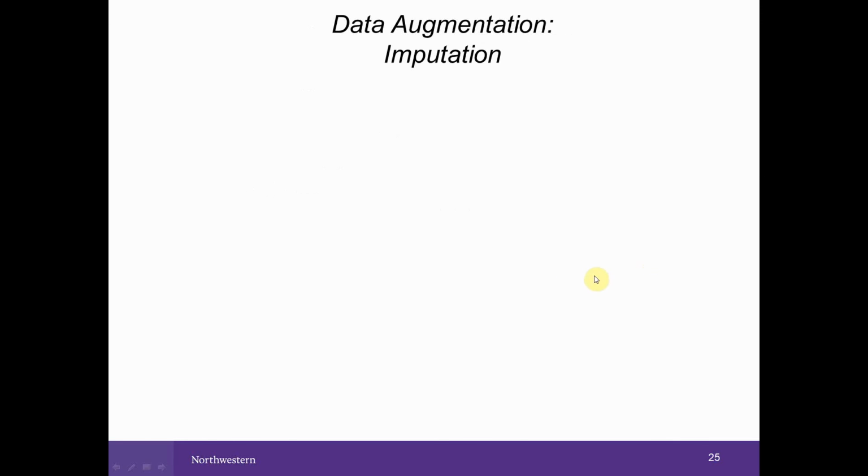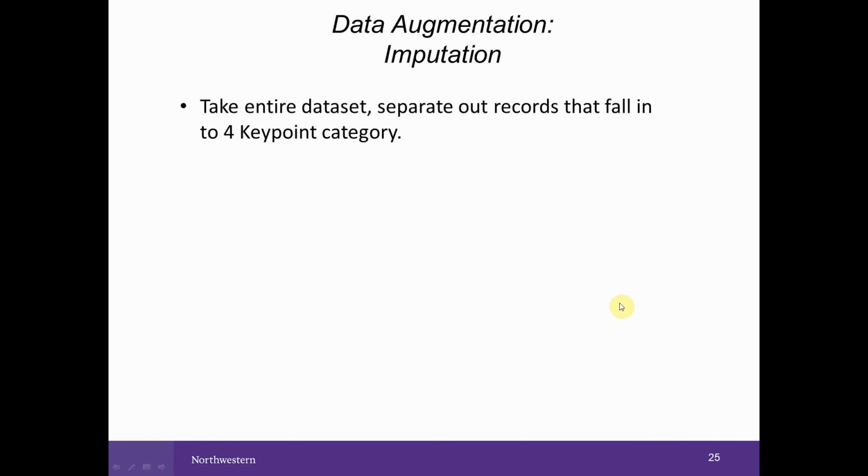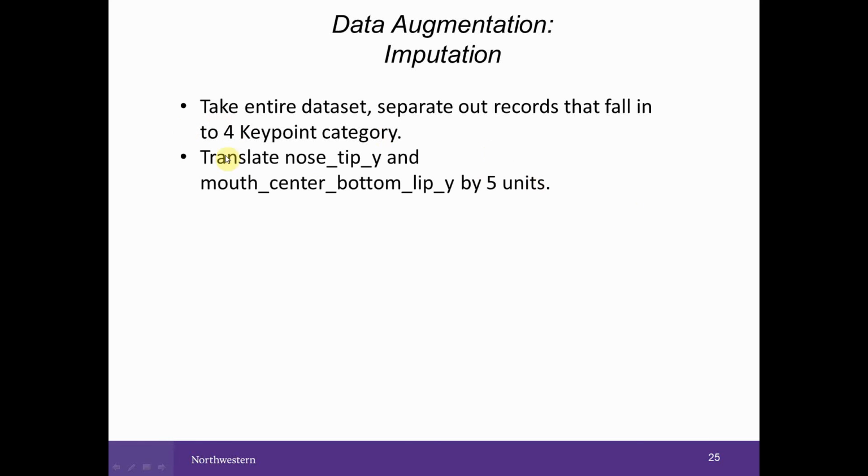The first thing I did was try to impute data. I took the entire data set and separated out the records that would be in that 4 key point category. So I had a data frame with just the 4 key points. I took those nose tips and mouth center bottoms and moved each of them by 5 units closer to where I thought they should be. Like I said, they were consistently off. I just manually chose a typical distance that they were off, and I translated and moved them.